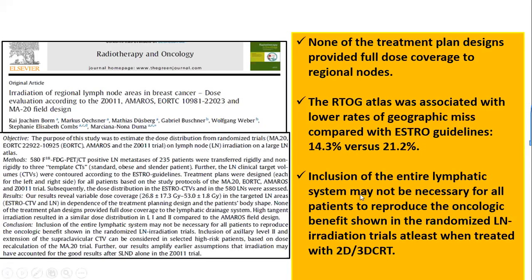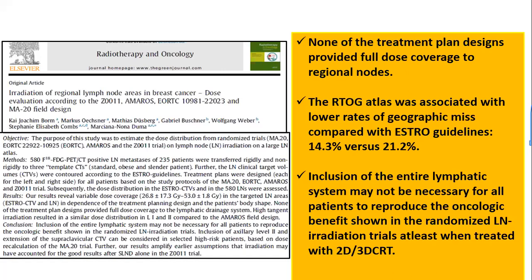This is a paper by Borm et al. In this study, they looked at all the landmark trials in regional nodal irradiation, that is EORTC, MA.20, NCIC, DBCG, and others, and retrospectively reviewed their treatment plans, observing them against the RTOG and ESTRO guidelines. They observed that none of these treatment plans provided full dose coverage to the regional nodes, but still they showed the benefit of regional nodal irradiation.